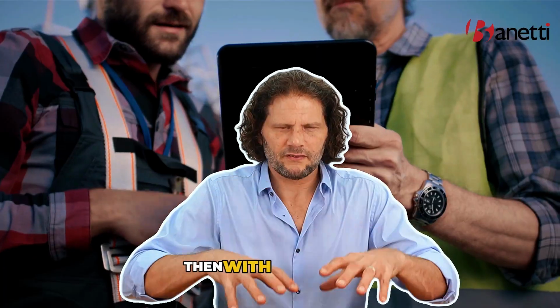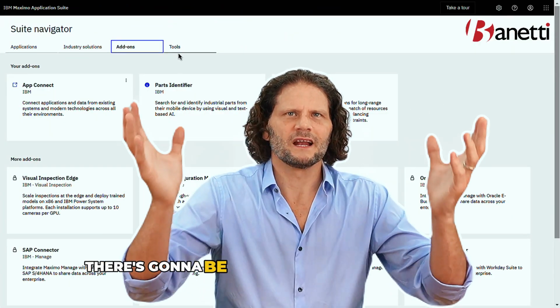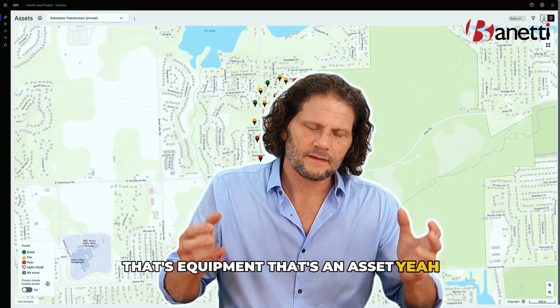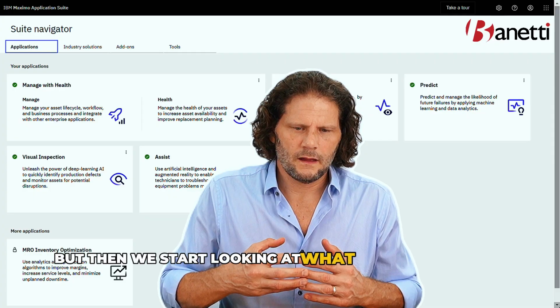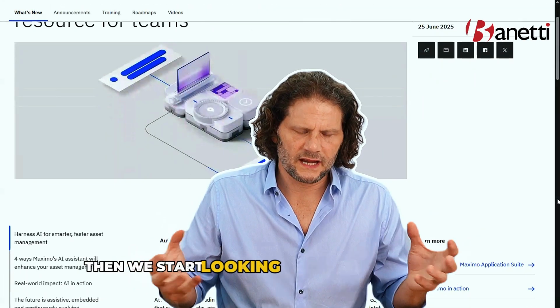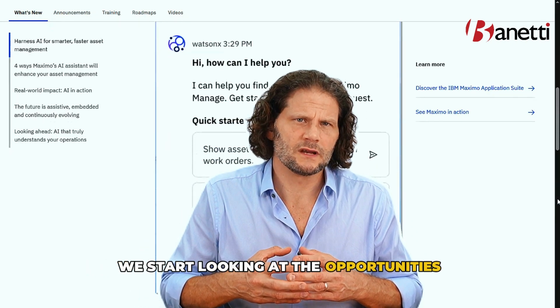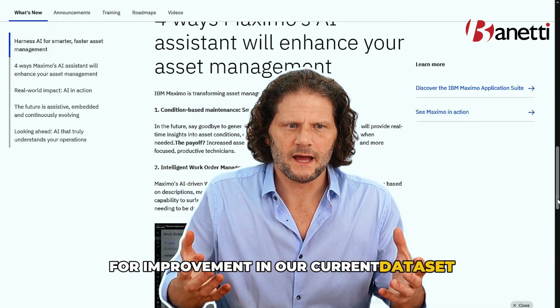Then, with that in hand, we can start to overlay that with the application suite and start saying, okay, well, there's going to be a lot of obvious natural fits. Asset management, okay, that's equipment, that's an asset. Yeah, that makes sense. But then we start looking at where AI can help us. We start looking at the opportunities for improvement in our current data set.